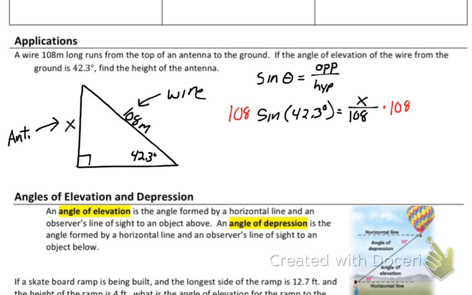Do we have our calculator in degree? I would have my calculator in degrees since it says degrees. So we're going to have x equals 108 times sine of 42.3 degrees. And we come up with some number that I don't remember. 72.7? 72.7 meters about.